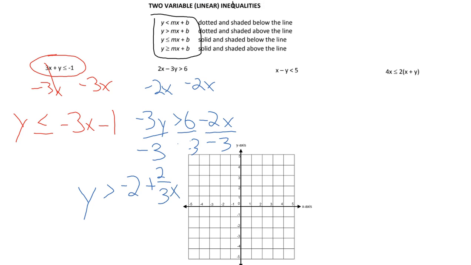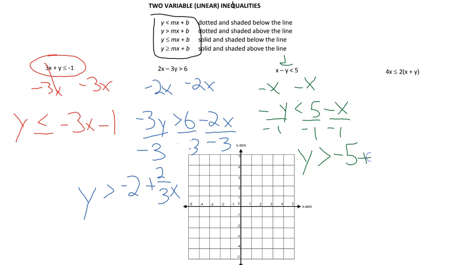Now we're just solving the same way we would normally solve. Up here, I've got to get rid of that x, so I subtract an x. I've got negative y is less than 5 minus x. I got to divide by negative 1. When I divide by negative, I have to flip my sign, so I've got y is greater than negative 5 plus x. And I've got one more here.